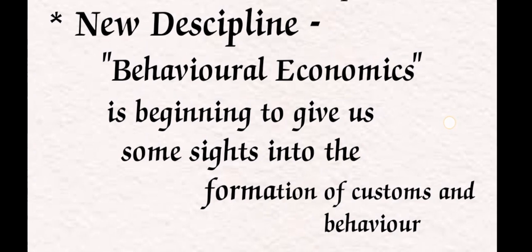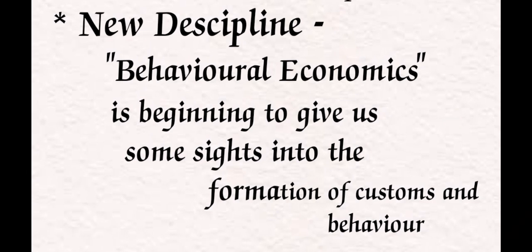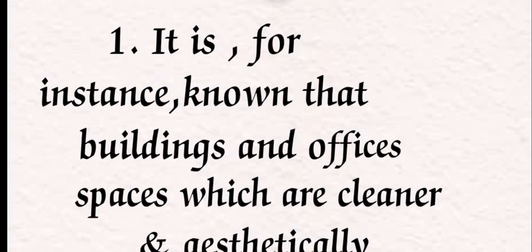Okay, so coming to the first point from behavioral economics, it is known that buildings and office spaces, especially for business, which are cleaner and aesthetically better maintained, result in individuals being more honest and resisting corrupt activity. Here, desisting means stop.